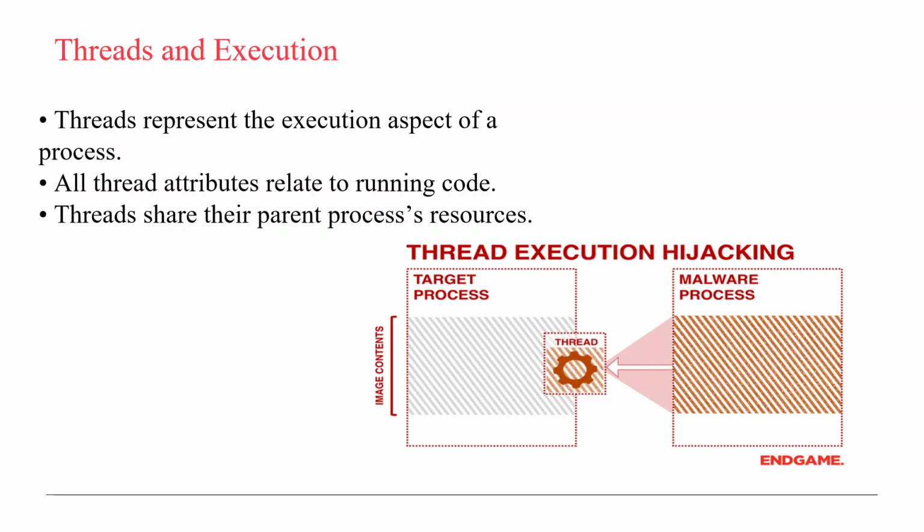Threads represent the execution aspect of the process. All thread attributes are related to running code. Threads share their parent process's resources. In this diagram you can see that we have a target process, and the threads can share their parent process's resources.